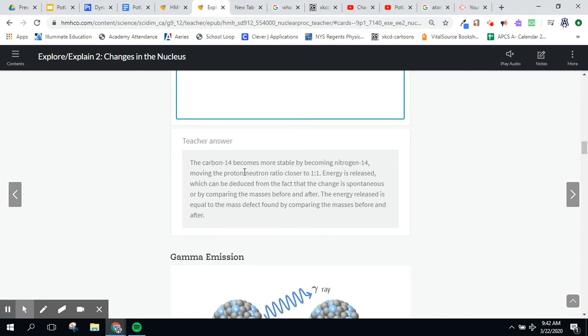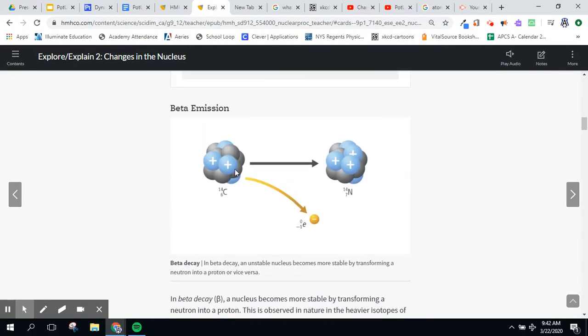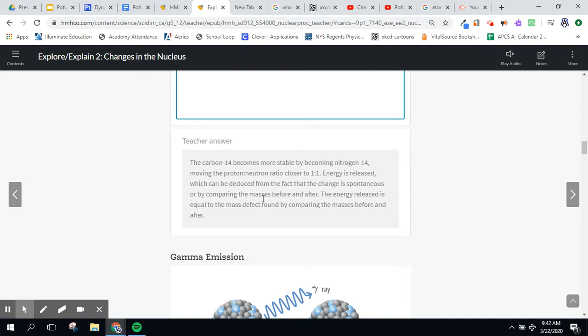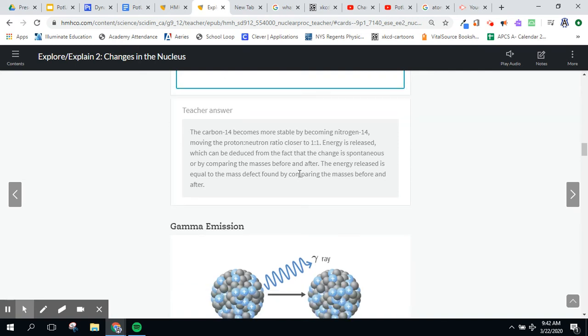And the way that it's going to do that, again, is by changing the atomic number, so the number of protons that it has. Instead of going from 6, it goes to 7. The atomic number, the number of protons, is what determines the element. And so, again, we could look at the energy released. We could find that mass balance and go from there. All right.